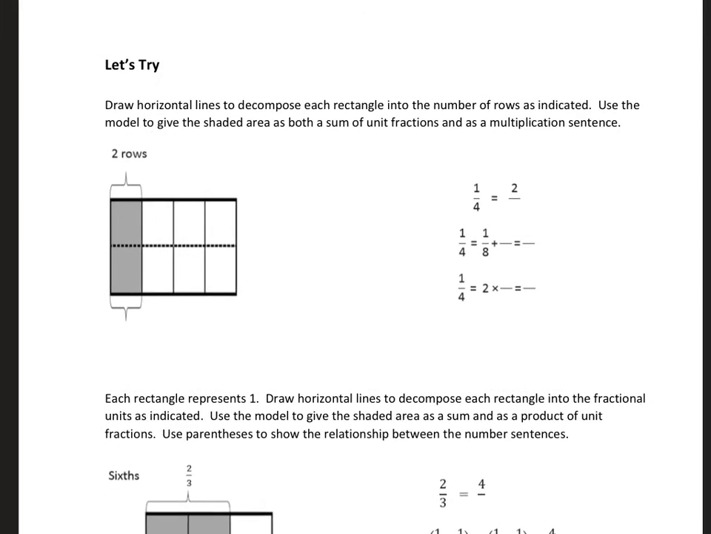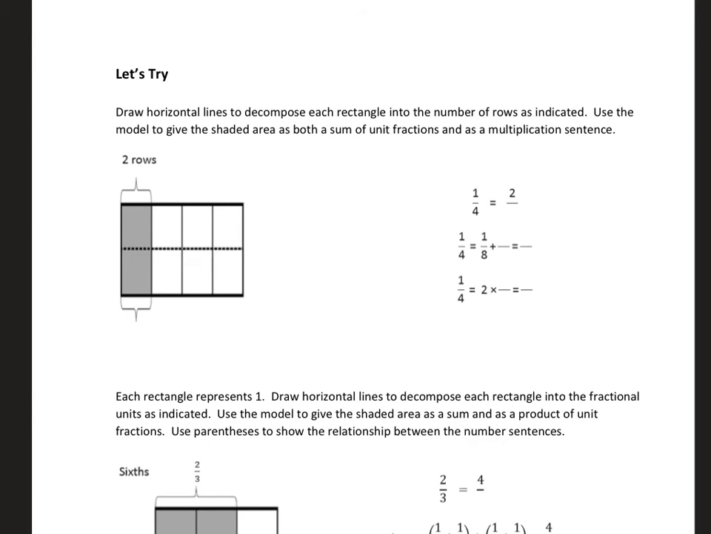Okay, so now we're on the let's try section. It says draw horizontal lines to decompose each rectangle into the number of rows indicated. So it's going to tell you how many rows they want. Then use the model to show the equivalent fraction. So here they said, okay, we're going to split this into 2 rows. So they did that, right?